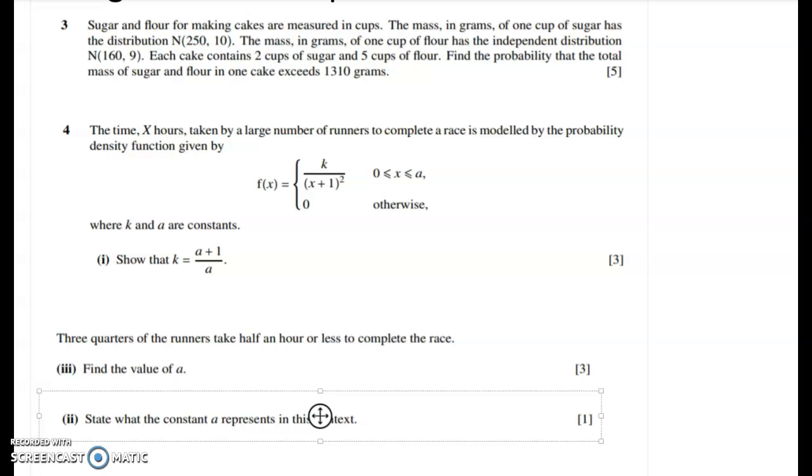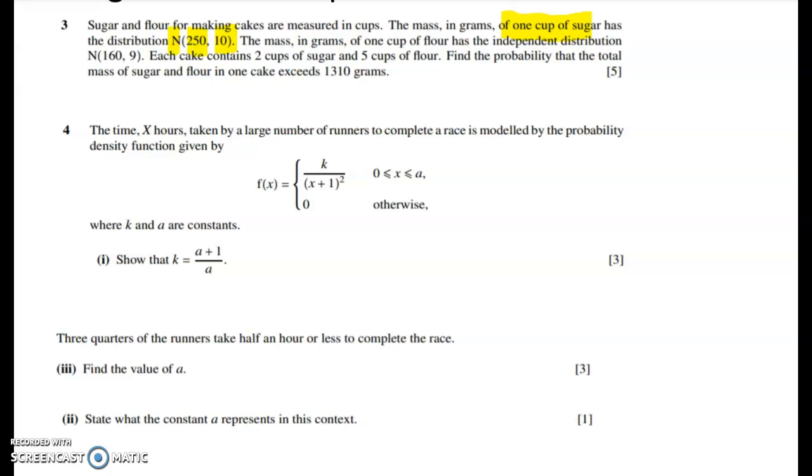So let's start off on question 3. We're told that we've got sugar and flour for making cakes and it's measured in cups. And the mass of 1 cup of sugar has this distribution. So it's normal with a mean of 250, and just note that that 10 is the variance, right? It's not the standard deviation. That's the convention that the A-level papers all use. Okay, so sigma squared is 10.